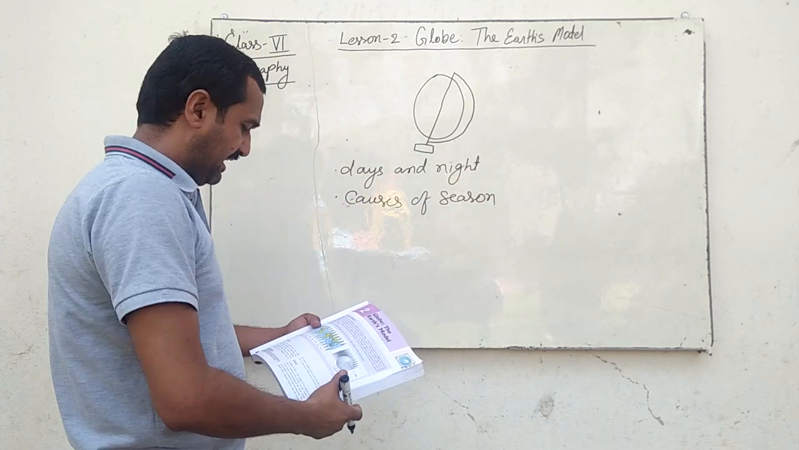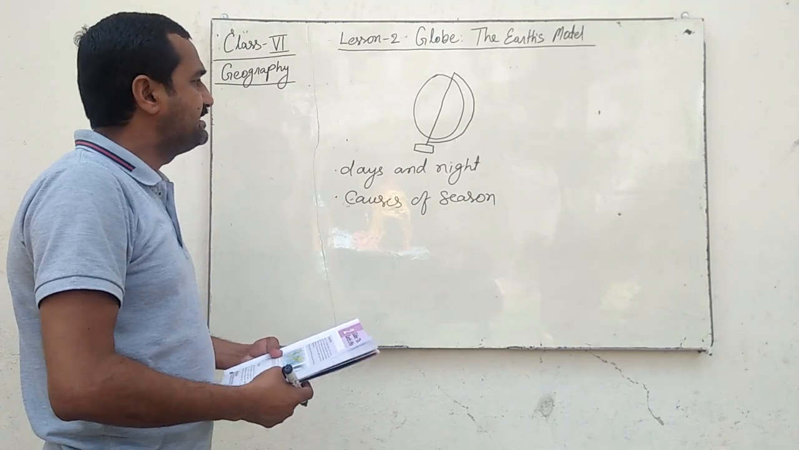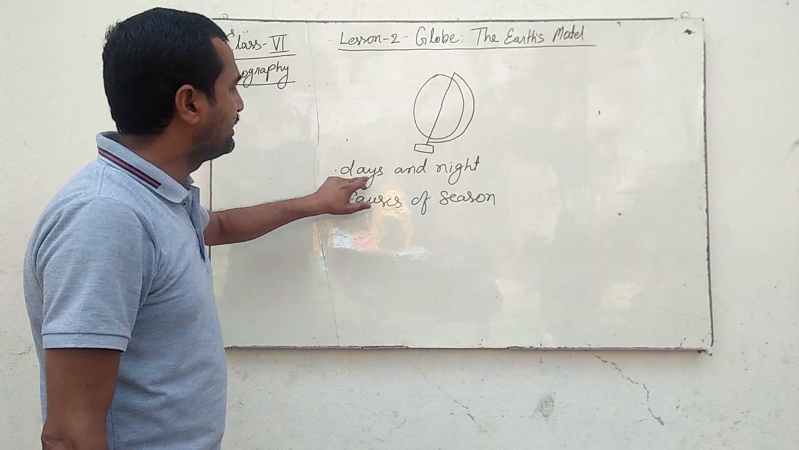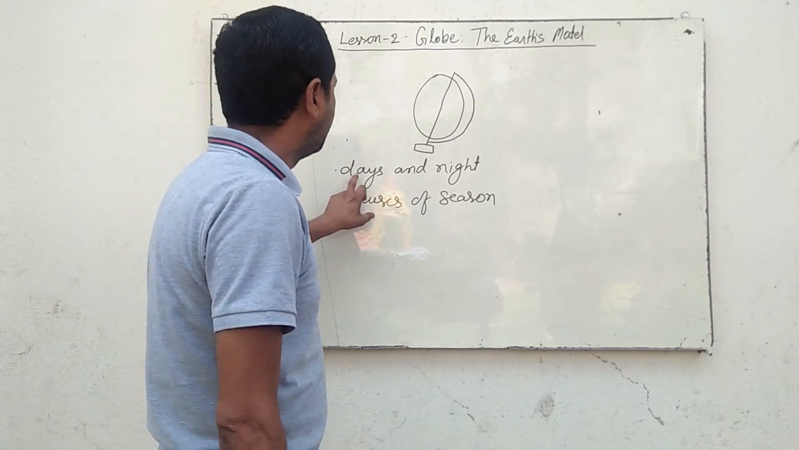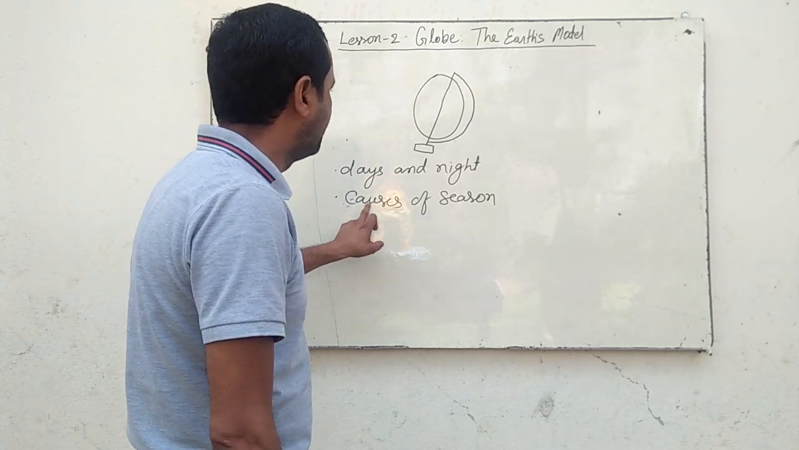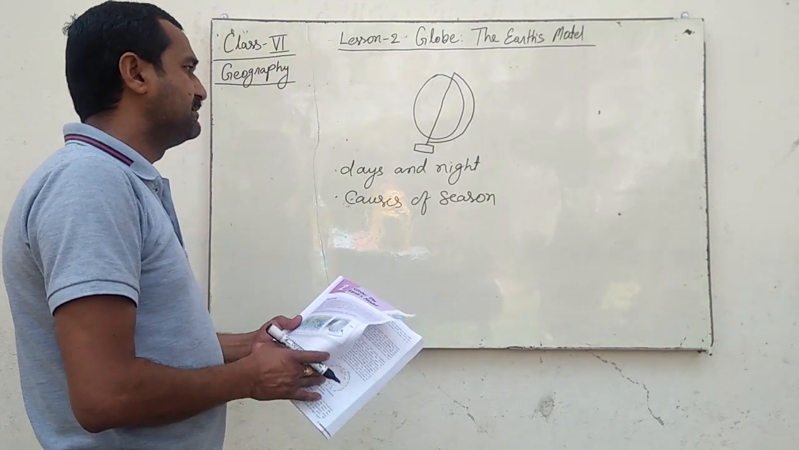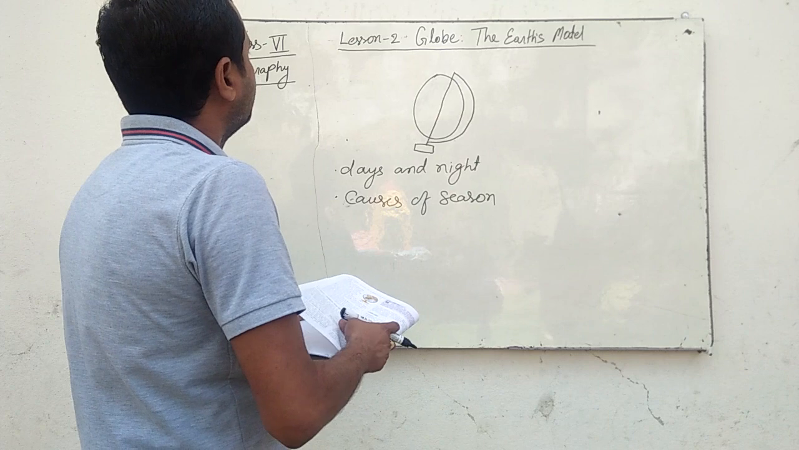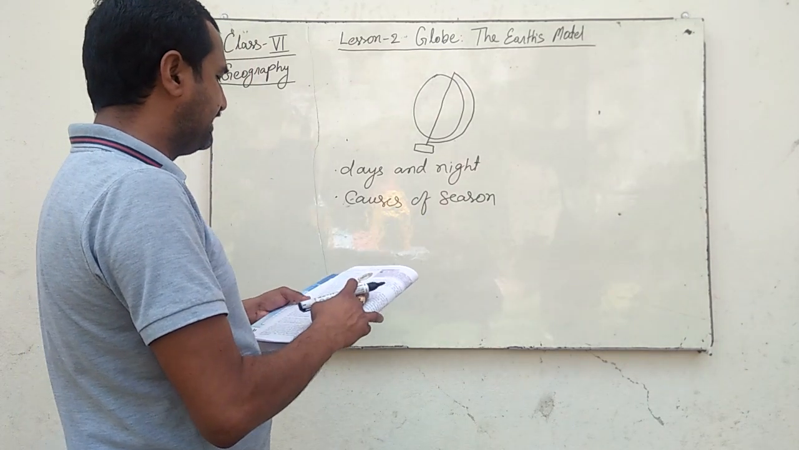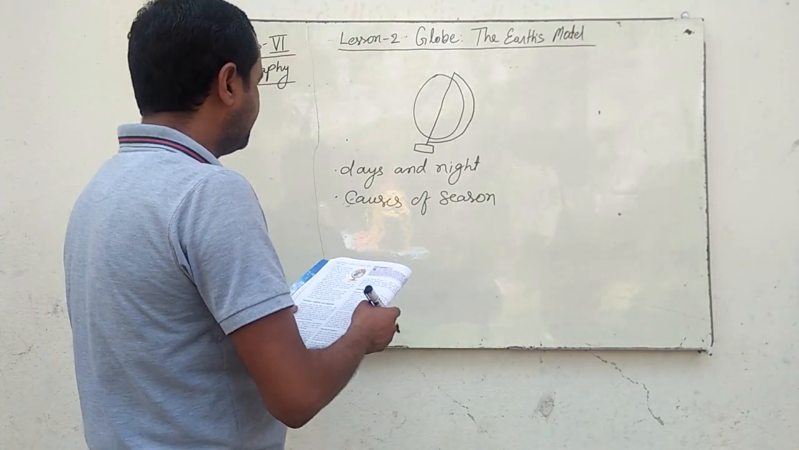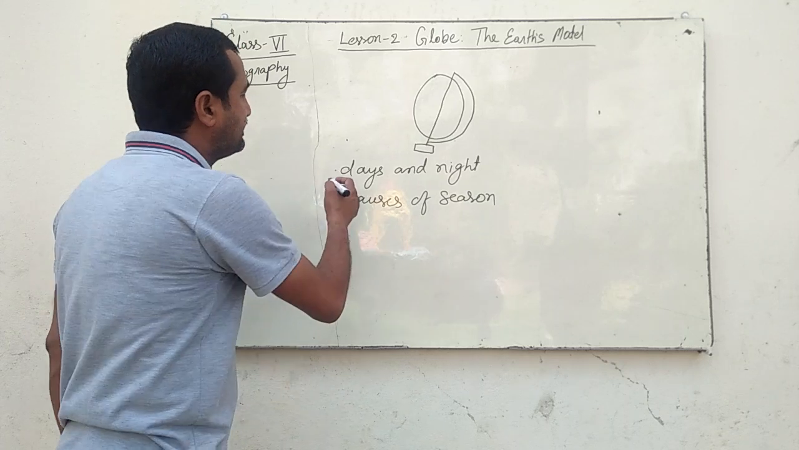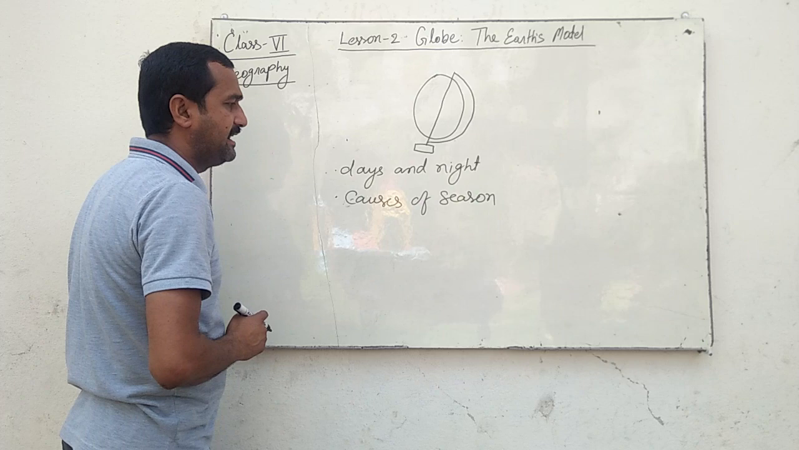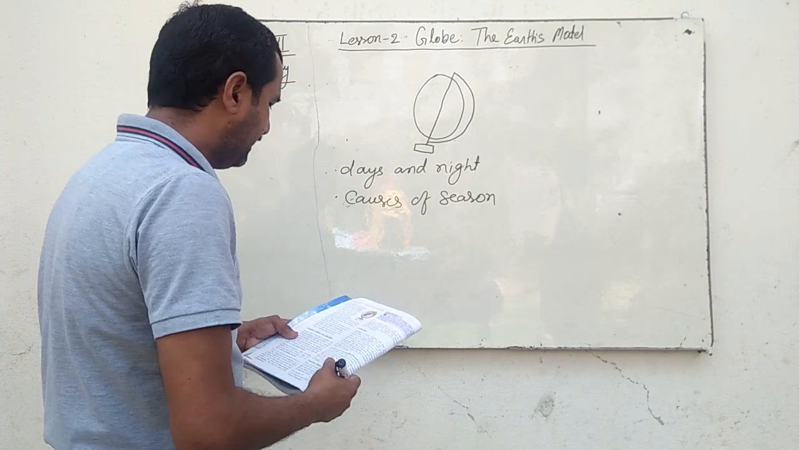Actually, in ancient times, it was very difficult to know the logic behind the cause of days and nights and the cause of the cycle of the seasons. But with the globe, now it is easy to understand the logic of the cause of the days and nights and the cause of the seasons.